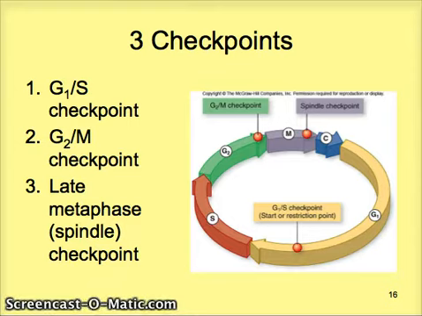The last checkpoint is the late metaphase checkpoint. This is where it checks to make sure that all the chromosomes are attached to the spindles. They're all lined up properly. If everything is exactly the way it's supposed to be, then the cell will move on. But once it has moved to anaphase, it can't stop. If at any point a mistake has been made and it doesn't pass the checkpoint, apoptosis takes place. That, remember, we talked about, is programmed cell death.